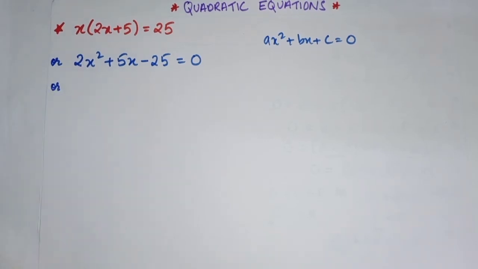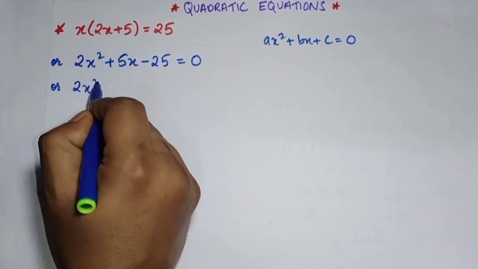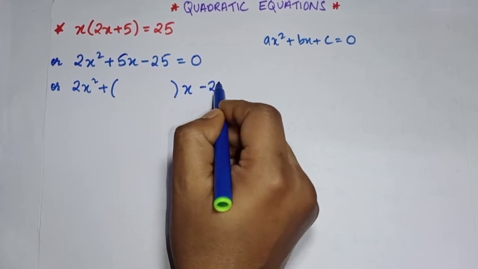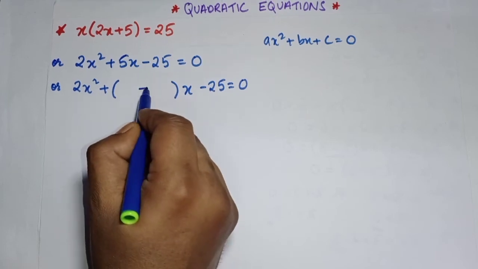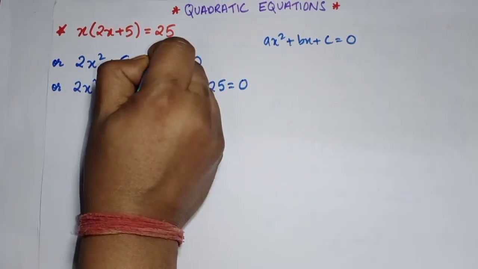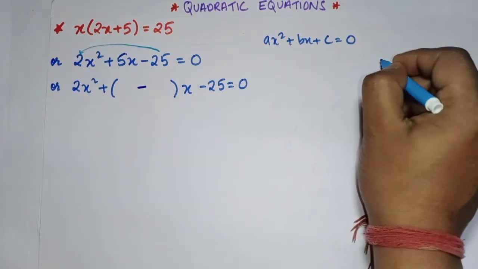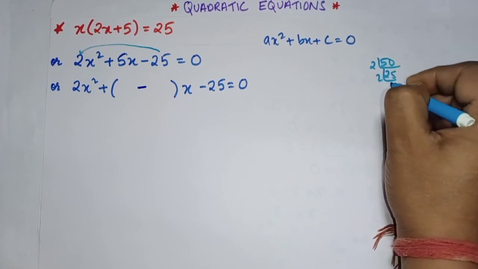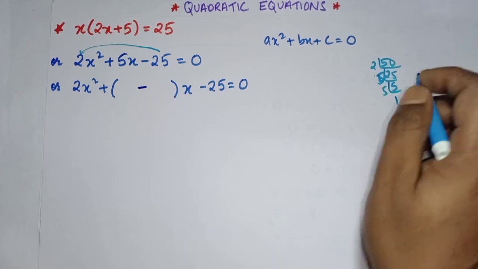What you have to do? Breaking the middle term. That means we will break this 5 into 2 parts. So this will be 2x square plus this 5x, let's break, minus 25 equals 0. And what is there in the middle? Minus. Now what you have to do? This has to multiply with this. 25 2s are, how much will it be? 25 2s are 50. Now we have to do the factors of 50. 2 25s are 50. It will not go by 2, it will go by 5. 5 5s are 25. 5 1s are 5.